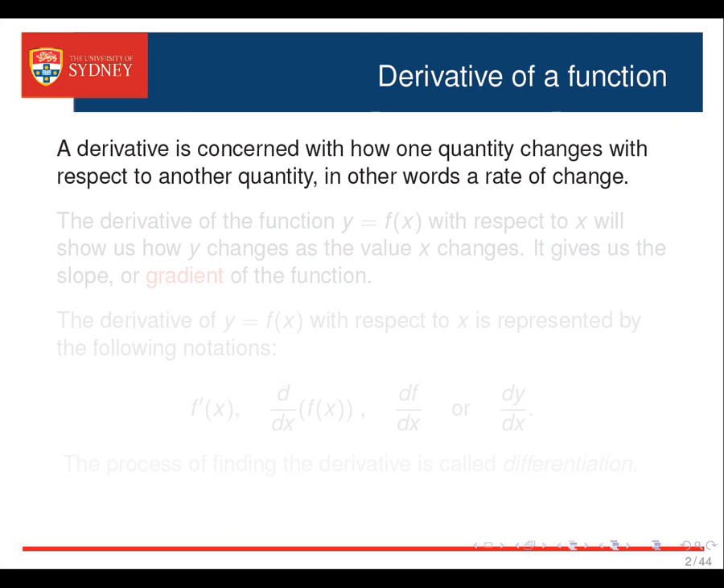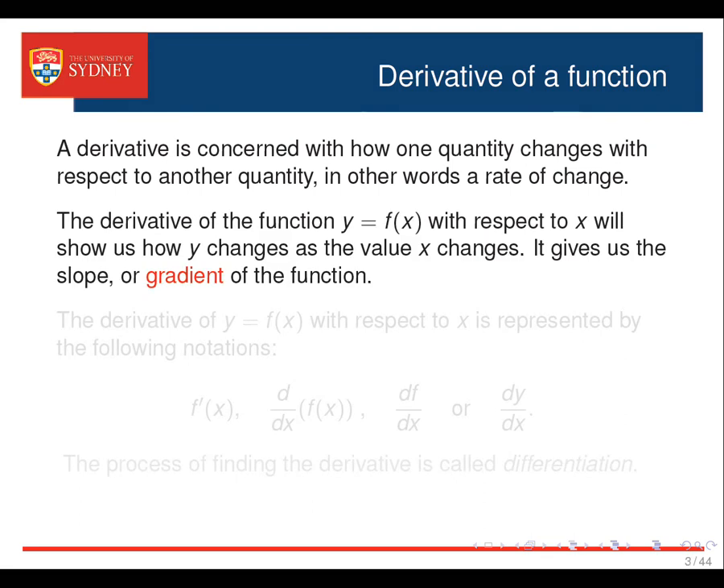A derivative is concerned with how one quantity changes with respect to another quantity. In other words, it is a rate of change with respect to a certain variable. The derivative of a function y with respect to x will show us how y changes as the value x changes. So it simply gives the slope or gradient of a function at a particular point.